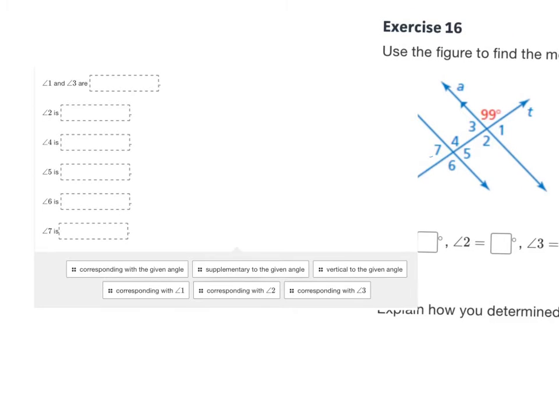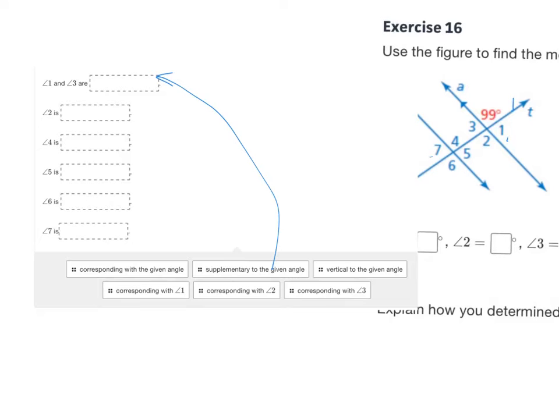So if we look here, it is right next to it, which means 99 plus the angle 1 is going to be 180 degrees, which means it's supplementary. The other way to think about it is if you said number 3 and 99 is going to equal 180 degrees. So those are supplementary. That means that our first one, 1 and 3 are going to be supplementary to the given angle. So that's going to be the first one.